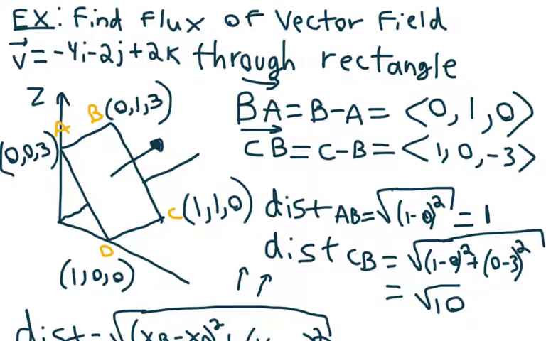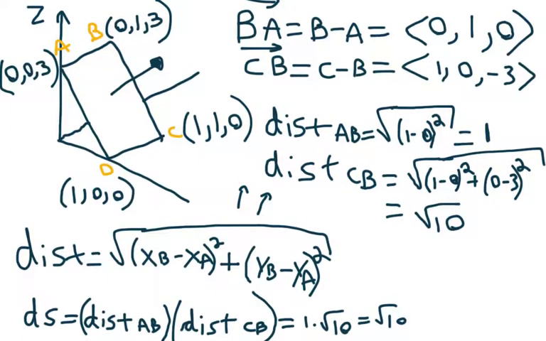If we apply that same logic for C to B, we get vector 1, 0, and minus 3. Now let's find the distance for those sides. If we find the distance AB, it gives us 1. And the distance CB gives us square root of 10. In case you don't remember, the formula to find the distance is the square root of (xb minus xa) squared plus (yb minus ya) squared.